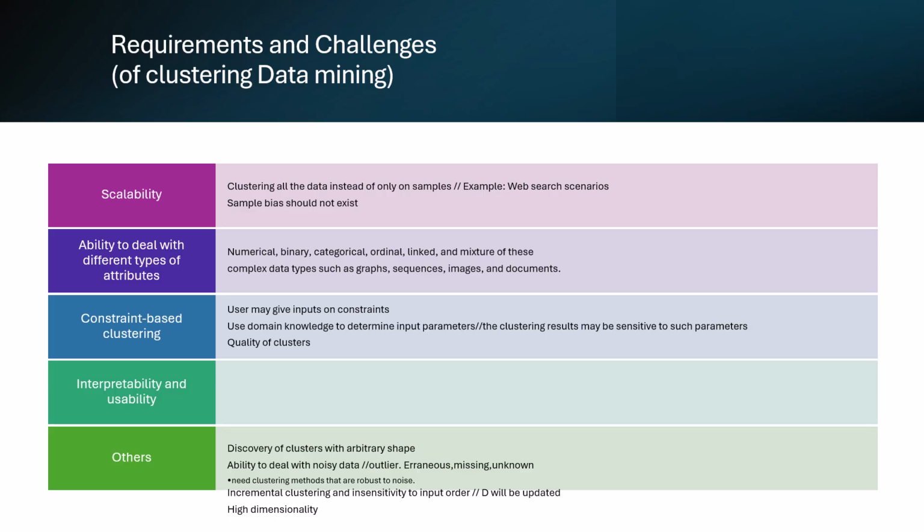Next one, interpretability and usability. Users want clustering results to be interpretable, comprehensible, and usable. That is, clustering may need to be tied in with specific semantic interpretations and applications. So it is important to study how an application goal may influence the selection of clustering features and clustering methods.